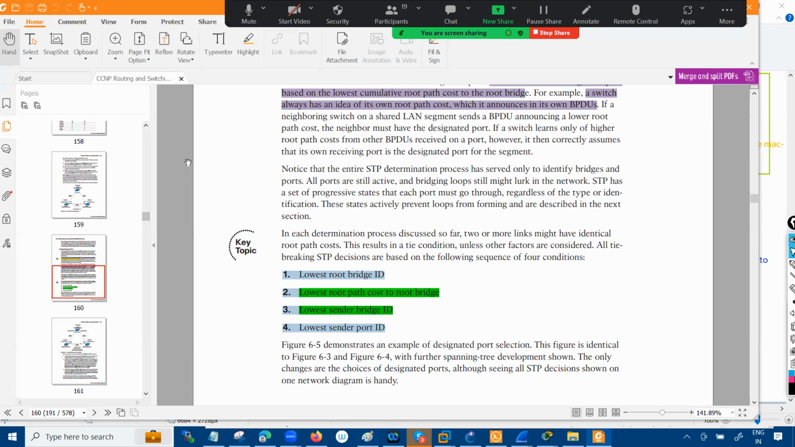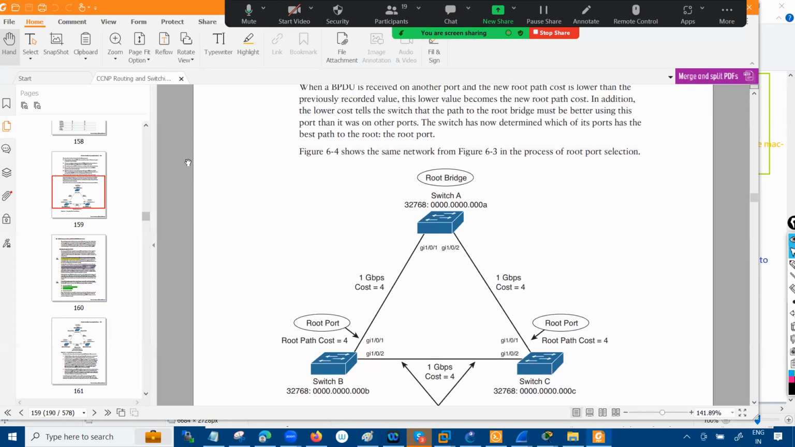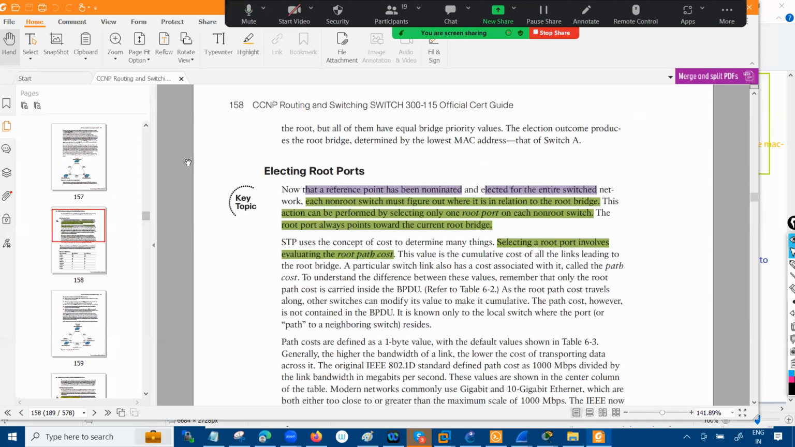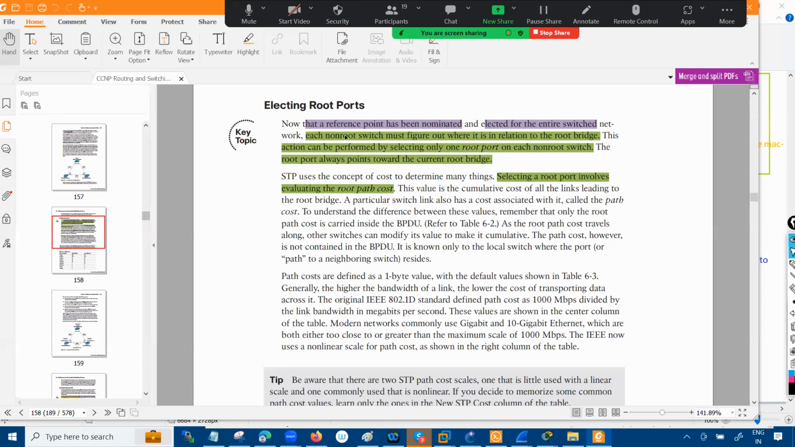Read some theory part. I'm not going to dig through the other one, just going to give you the basic information. Now, each non-root switch must figure out its relation to the root bridge. Every non-root bridge is trying to find the best relation to the root bridge. Simple logic: every employee is trying to find the best relationship with the manager. People are trying to find the best relationship with the prime minister, right? So select only one root port on each non-root.